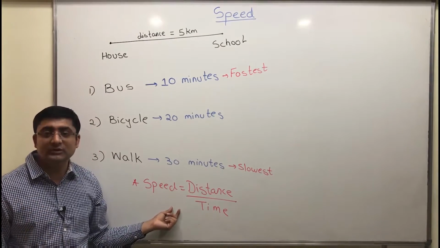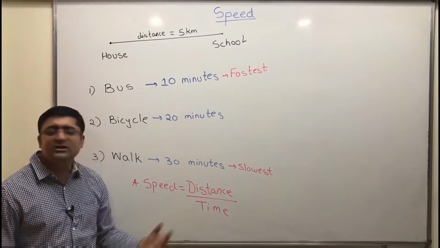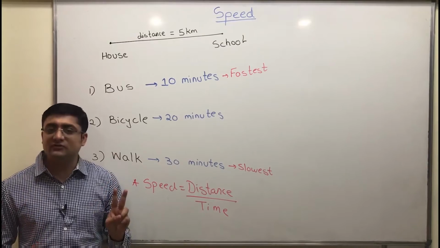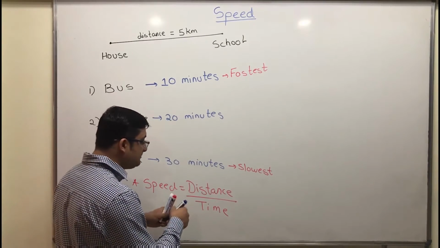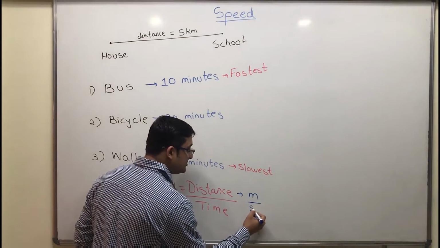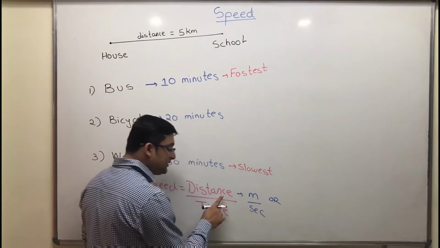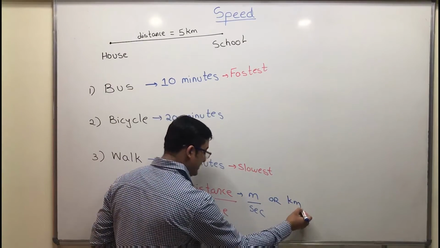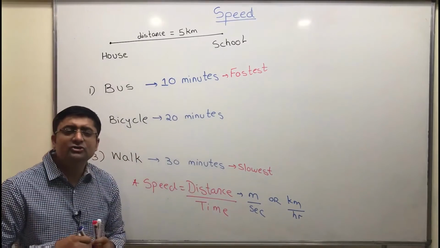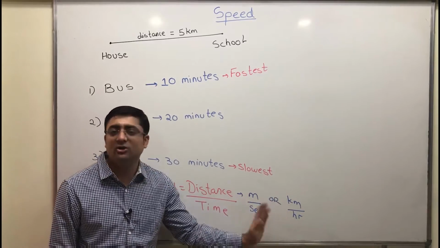Now, what are the various units? See, for distance, we have various units, centimeter, meter, kilometer. For time, we have various units, seconds, minutes, hours. So generally, 2 units of speed are used. The first one is meter per second. So if you take distance in meter and time in seconds, we get the speed in meter per second. Or you may choose the distance in kilometer and the time in hour. So we get kilometer per hour. So the two most commonly used units of speed are either meter per second or kilometer per hour.